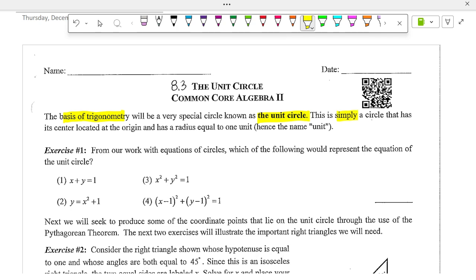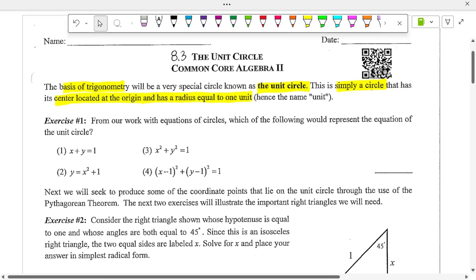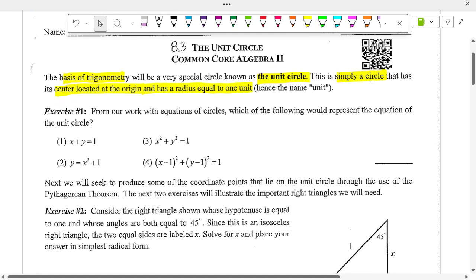It's simply a circle that has a center located at the origin, so 0, 0, and has a radius equal to 1 unit. Hence why it's called the unit circle. The radius is 1, so it's 1 unit. So think about this carefully. Which equation represents the equation of the unit circle?